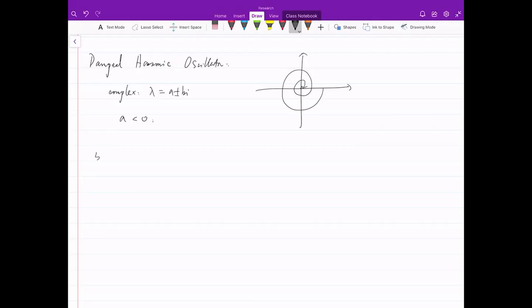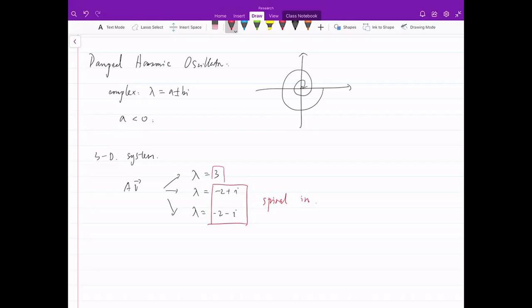Okay, so you can decompose them into different cases. For example, for a 3D system, I don't want to solve it. So let's just say you have Av, and then you end up having three lambdas, including negative two plus i and negative two minus i. That means these two are going to spiral in, and this one is going to tend to infinity as t goes to infinity.